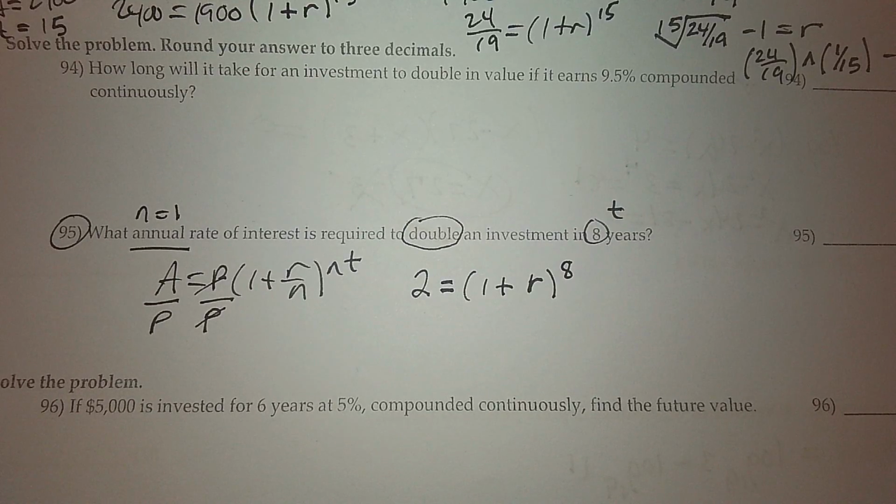So do you understand if they talk about double or triple or quadruple, and they don't give you anything for the beginning amount and the end amount, that when you divide, that's the number you put in. So double means A divided by P would be 2. Triple would mean A divided by P would be 3, and so on. Now solve it.